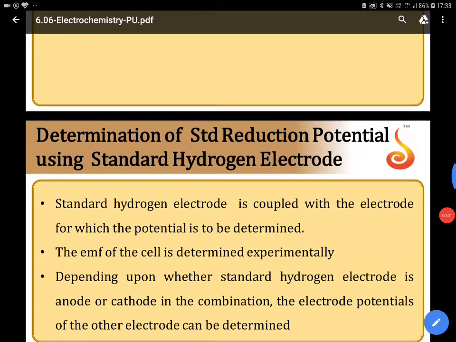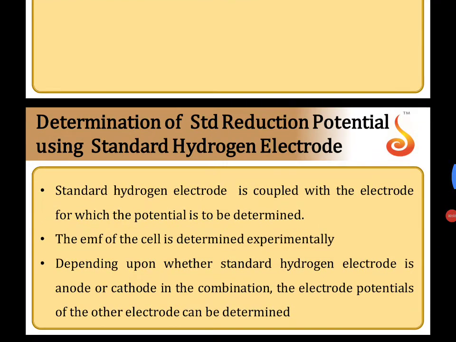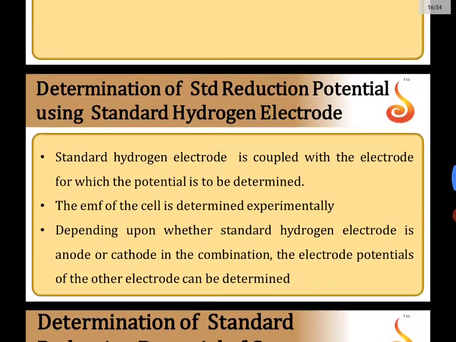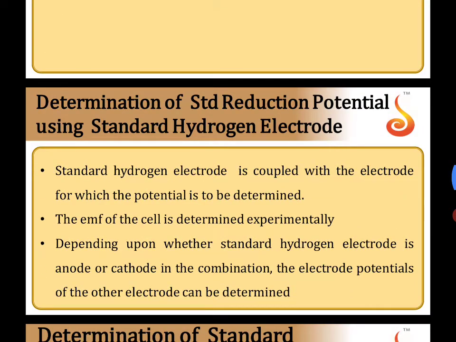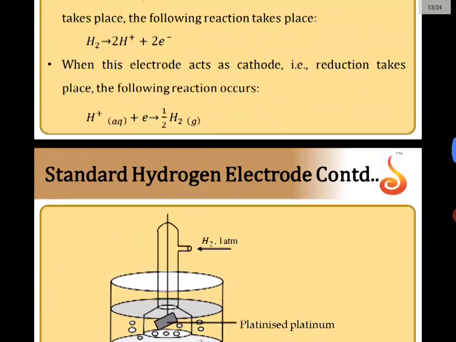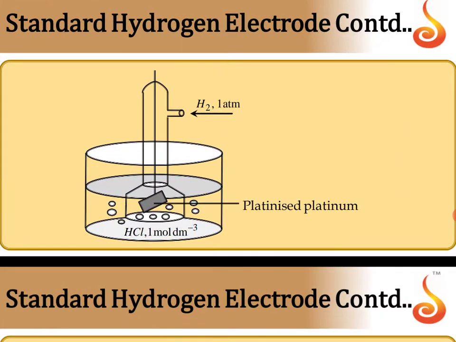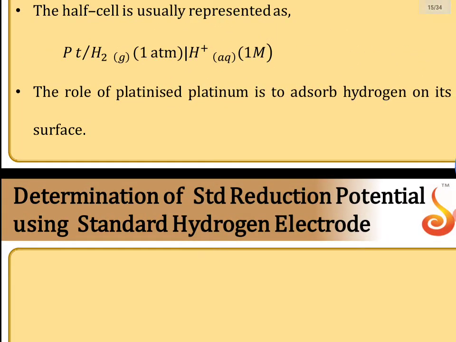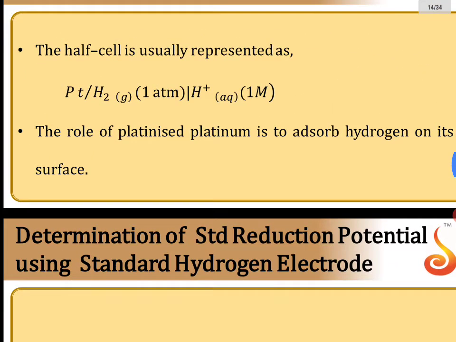Hi children, this is a concept video of a general procedure for the determination of standard reduction potential of a specific electrode using SHE. So all of you know what is SHE, standard hydrogen electrode. You have studied the construction and working of standard hydrogen electrode in this particular slide. You also know what is the half cell equation.